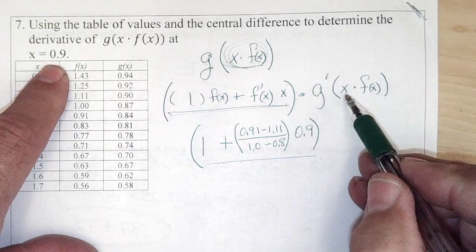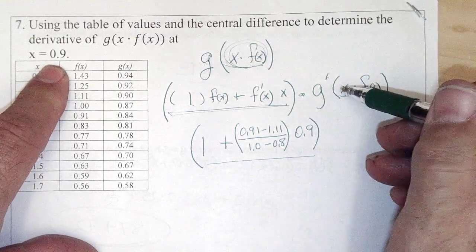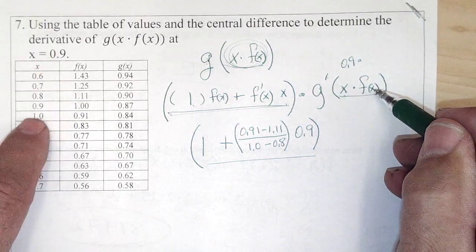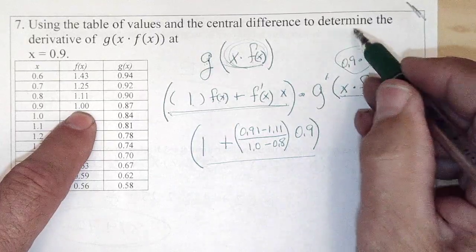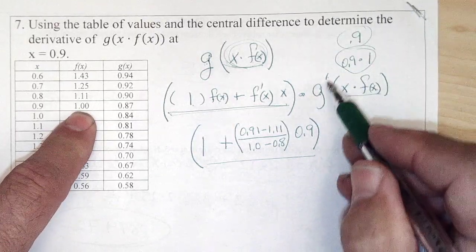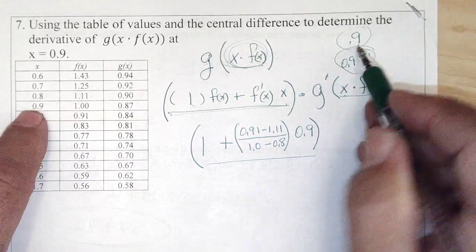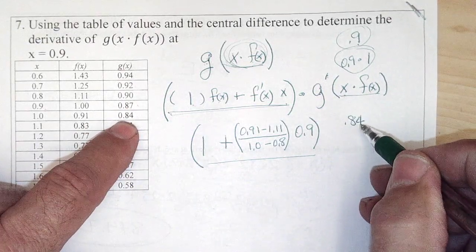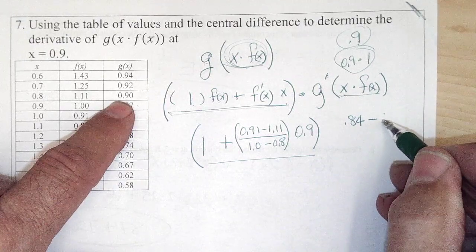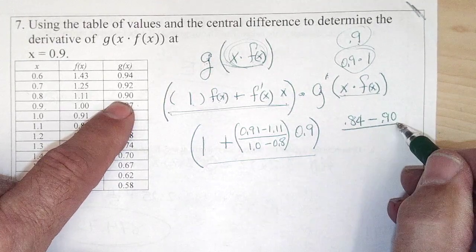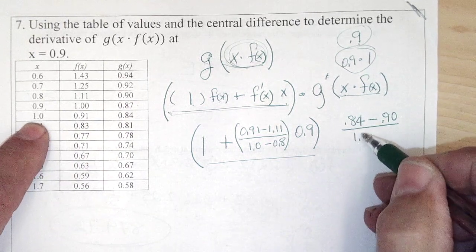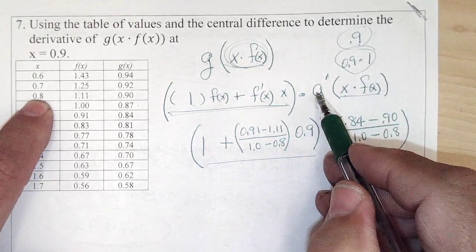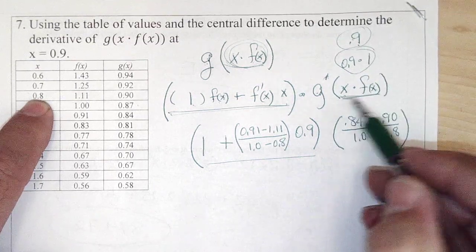Now we got to find the slope at, let's see, we got to figure out where this is at. x is 0.9 times f of 0.9, which is 1. So that's 0.9. So we got to find the slope of g at 0.9. At 0.9, g slope would be 0.84 minus 0.90 over 1.0 minus 0.8. So that's g prime at 0.9, which is what this value is.